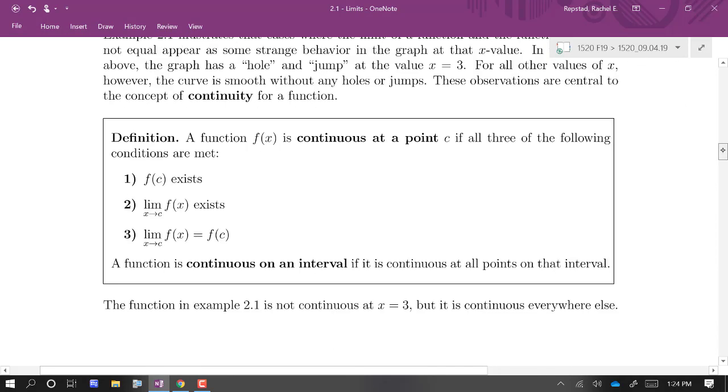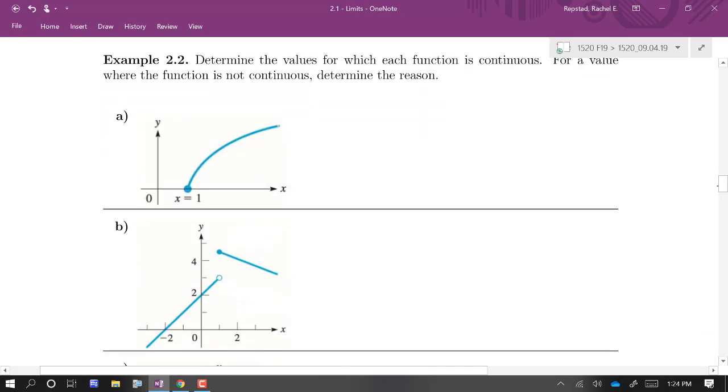Let's talk about continuity some more, and we'll do it just by examining some graphs. So we're going to look for weird stuff, or look for places where it's not continuous. Any weirdness, or where do we think it is continuous? Where do we think it's not continuous?